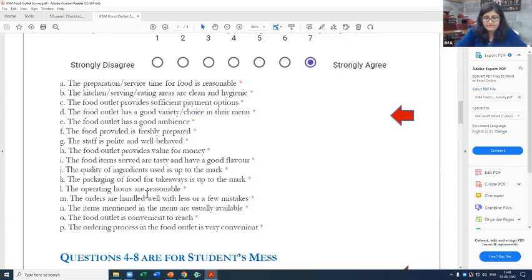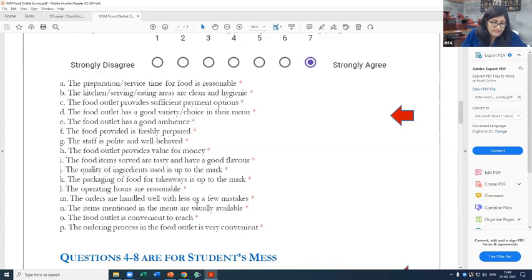What exactly is reasonable? I mean, I go to sleep by like 11 p.m., but there are students who stay up all night and they might prefer a place that's open all night. So what's reasonable to me is not reasonable to another person. Again, that makes it very ambiguous.